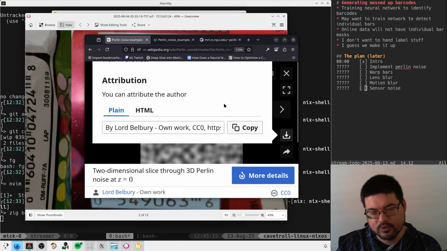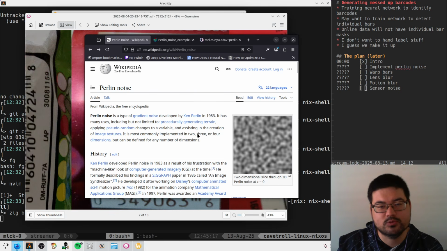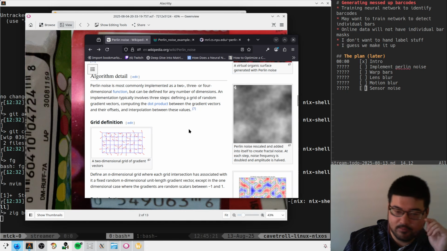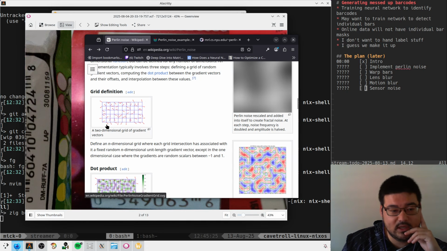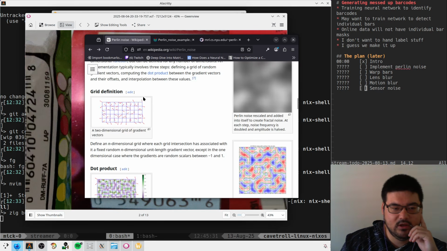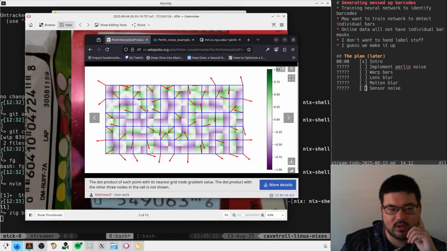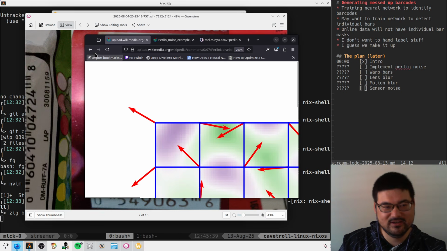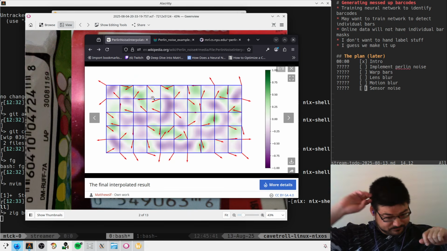So Perlin noise, what is it? I don't know, but this Wikipedia page tells us. My understanding from skimming this page a little while ago is that you create a grid of arrows, and at each point in the grid you interpolate the 4 arrows, and then you get this. Should be pretty straightforward, right?